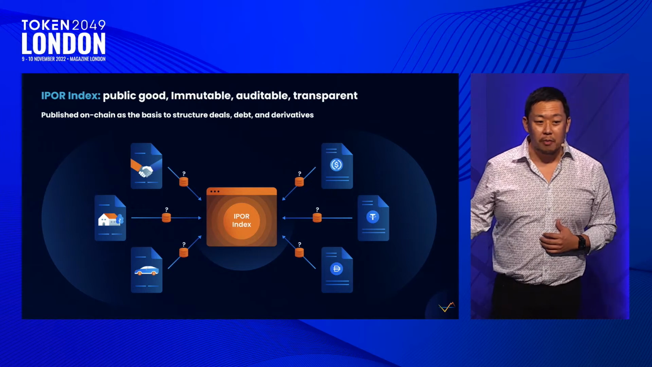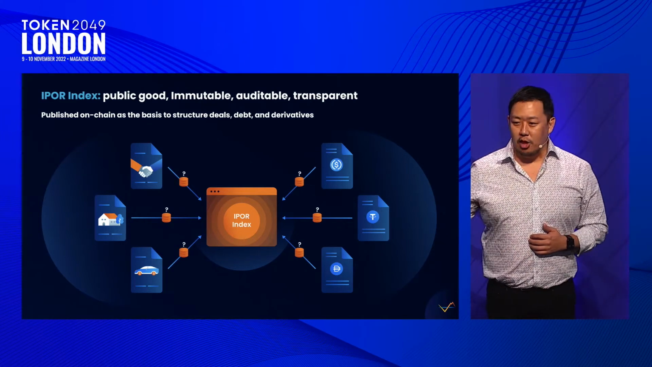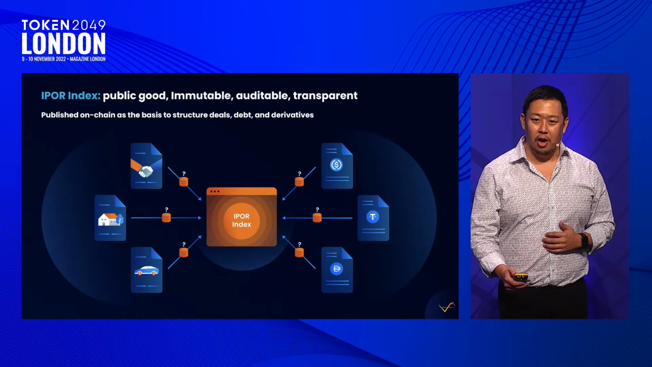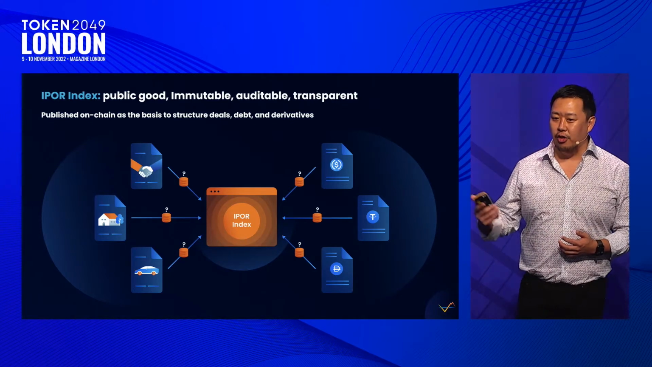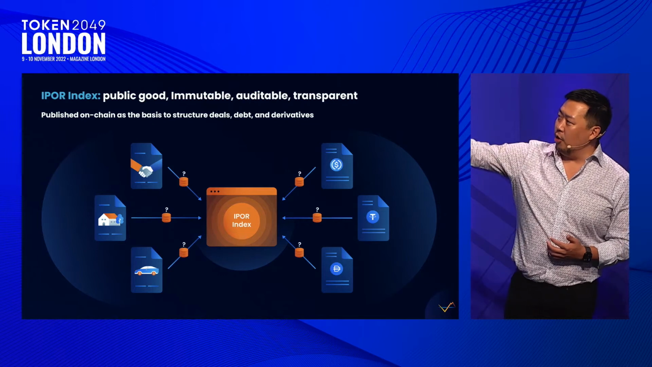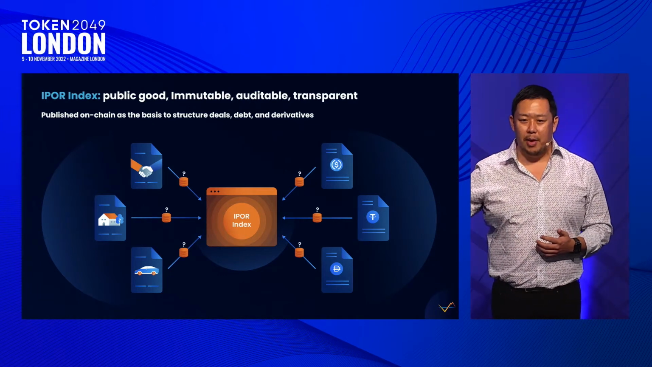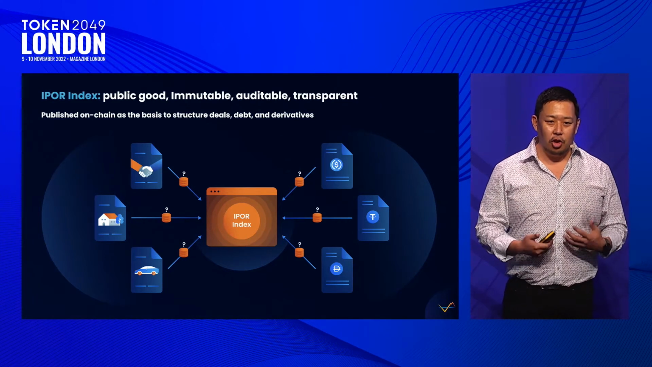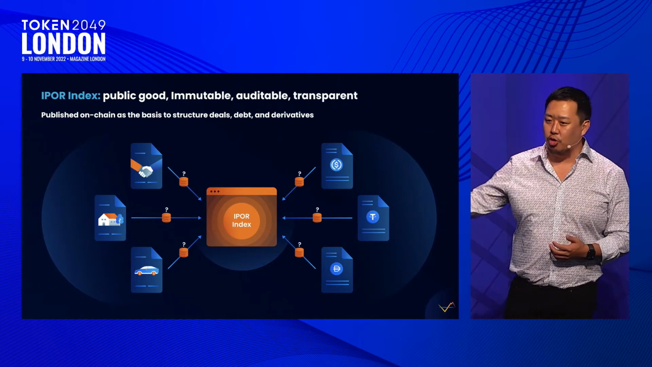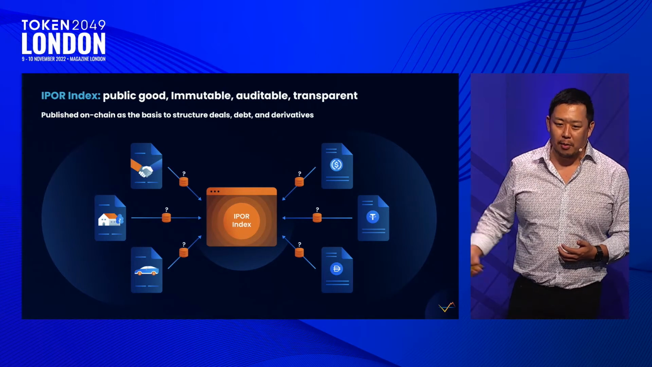This public good can be used by other protocols as a smart contract call to another smart contract. So you can have this similar structuring of debt, of derivatives, of deals. And so you can see these handshake deals, or maybe a home loan or auto loan, will be structured off of the IPOR index in the same way that you structure these borrowings for different stablecoins.